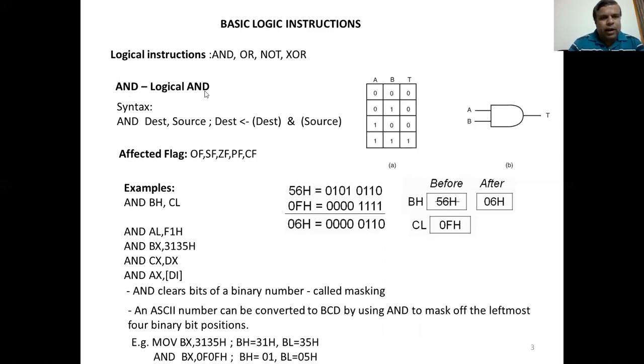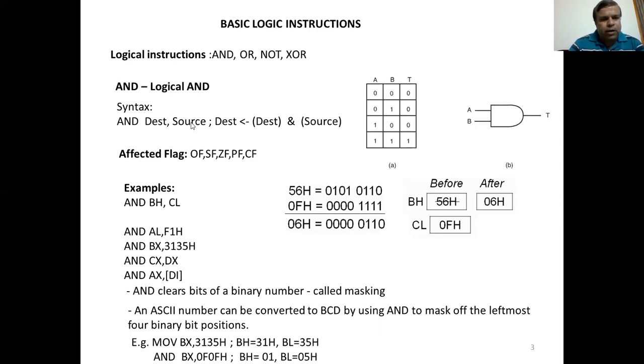It performs logical AND. The syntax of using this AND instruction: AND destination comma source. So this instruction logically ANDs each bit in the specified destination operand with the corresponding bit of the specified source operand, and the result is placed into the destination operand.